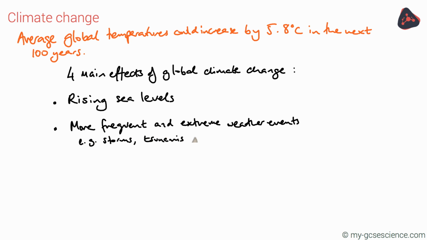The second key effect is more frequent and extreme weather events, such as storms, hurricanes, and tsunamis. Some of these would have occurred anyway, but it's predicted that global warming and climate change are making these extreme weather events much more frequent and extreme, causing more damage to buildings, cities, and harm to humans and animals.